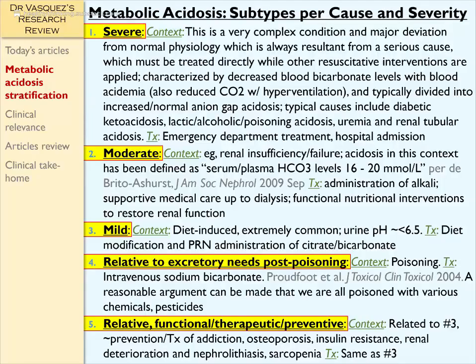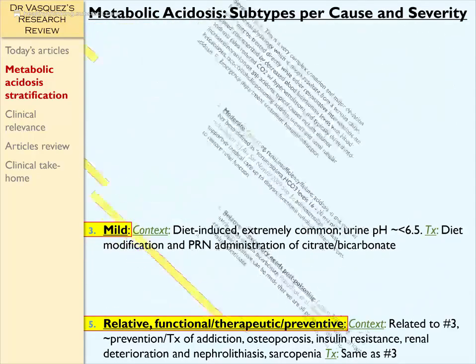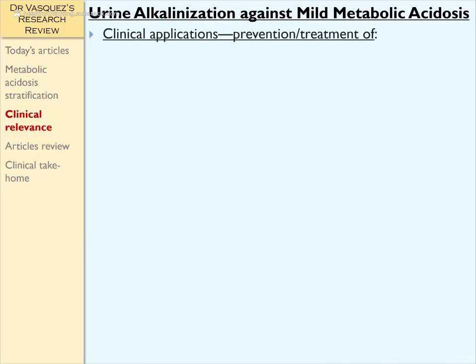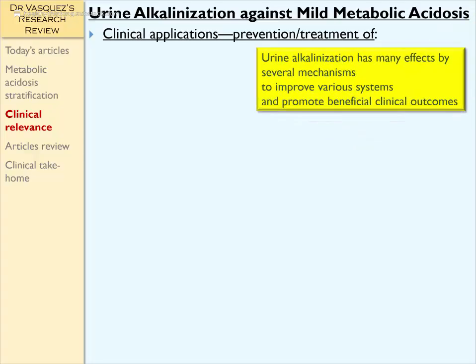And the treatment here would be same as number 3, which is diet modification and the as-needed administration of citrate or bicarbonate to reach a urine pH, let's say, of at least 6.5 and perhaps 7.5 or even higher than that. Again, I'll give you more details as we go through today. So let's talk about why this is important. Let's look at some clinical applications specific to disease treatment and prevention. The take-home message here is that urine alkalinization has many effects by several mechanisms to improve various systems, and together this promotes beneficial clinical outcomes.